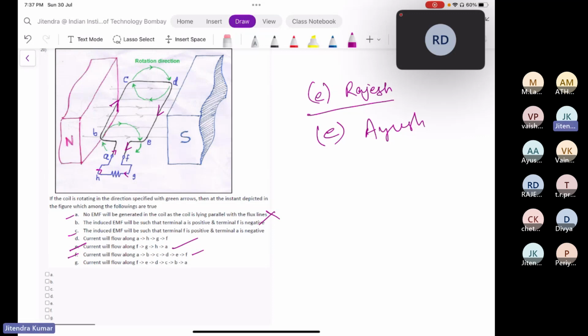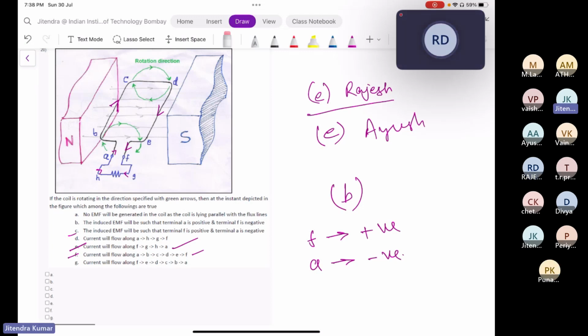Now, induced EMF will be such that terminal A is positive and terminal F is negative. Is this correct or not? What about option B? I am discussing option B now. You have to justify whether it is correct or not. Option D: F is positive, A is negative. A is negative and F is positive. So F is positive and A is negative, right? Yes, sir. C will be the correct answer.